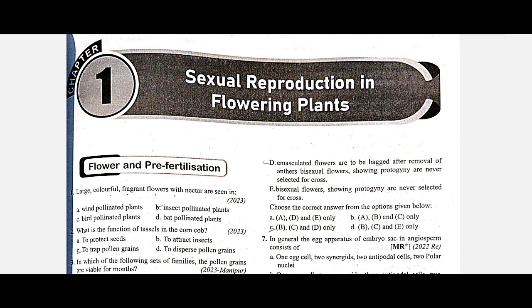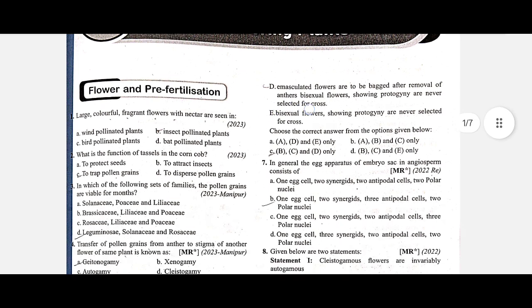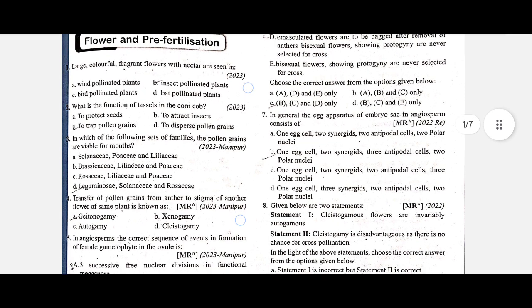What is the function of tassel in the corn cob? To protect seed, to attract insects, to trap pollen grains, to disperse pollen grains. The answer is to trap pollen grains. In which of the following sets of families are the pollen grains viable for months? The answer is option number D, Leguminosae, Solanaceae and Rosaceae.